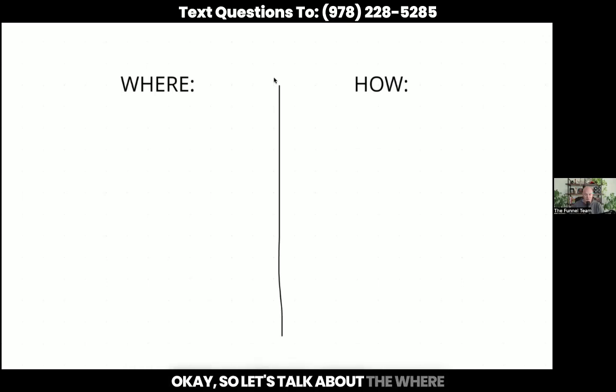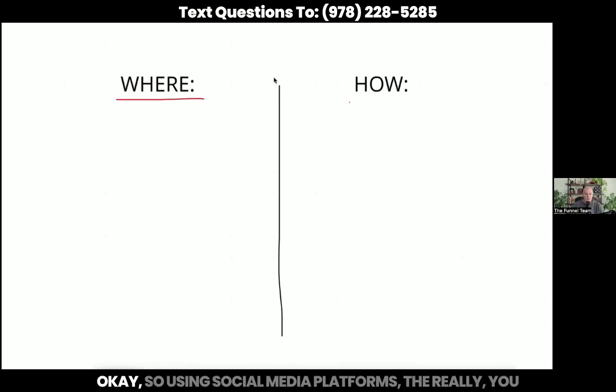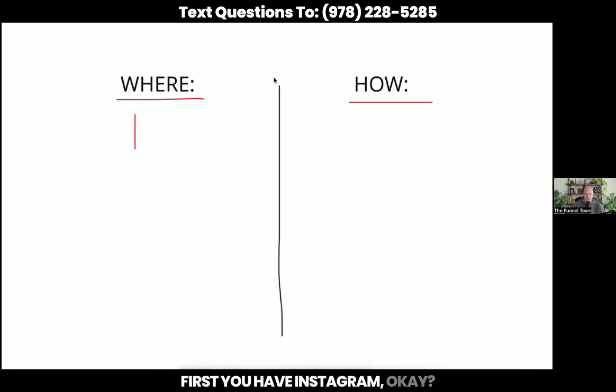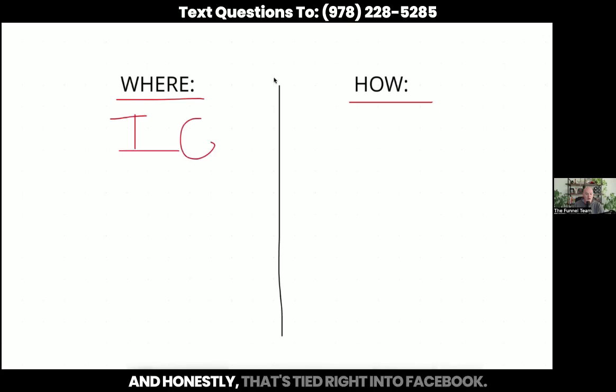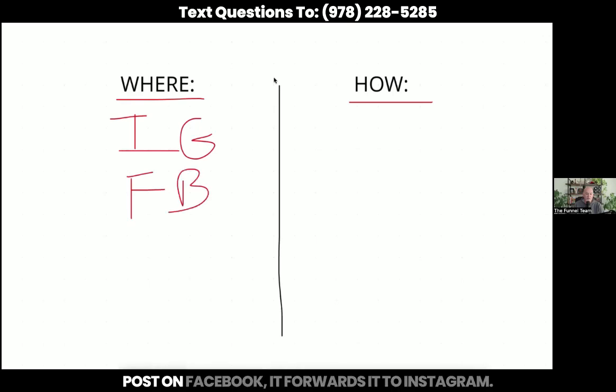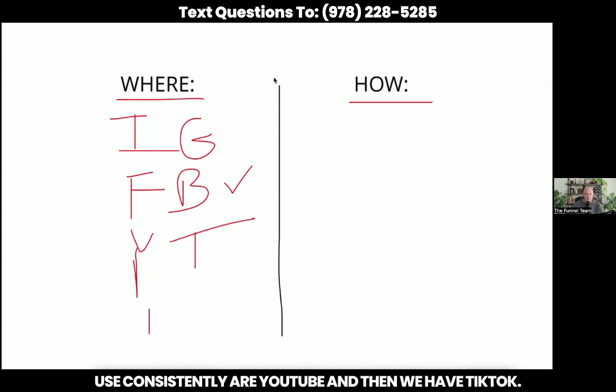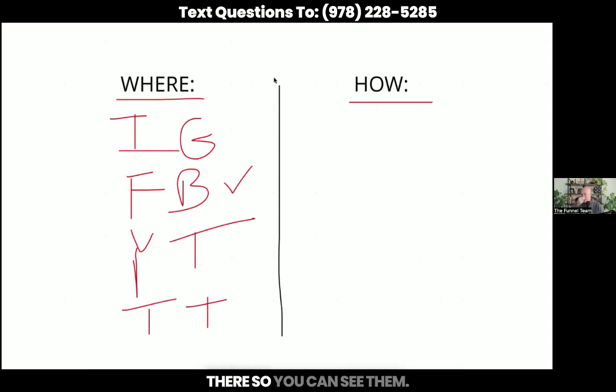Okay. So let's talk about the where before we talk about the how. Using social media platforms, it really kind of comes down to three, but there's four major platforms that you could be using. First, you have Instagram, okay? And honestly, that's tied right into Facebook. So every time I post on Facebook, it forwards it to Instagram. So I kind of kill two birds with one stone right there. Okay, the other ones that we have here that I use consistently are YouTube, and then we have TikTok. Okay, so I'm just going to put the abbreviations there so you can see them.